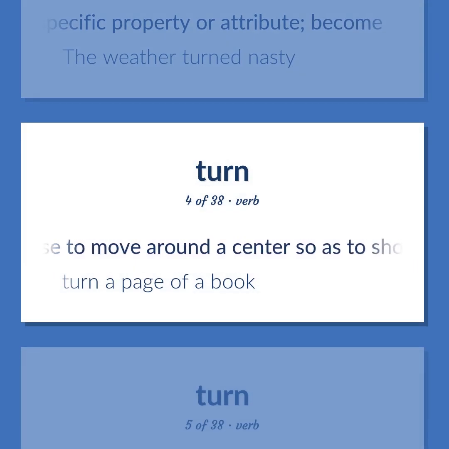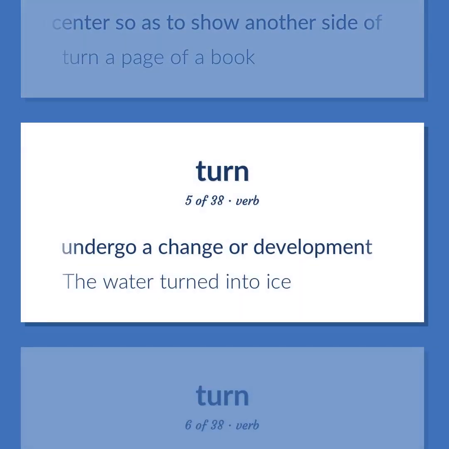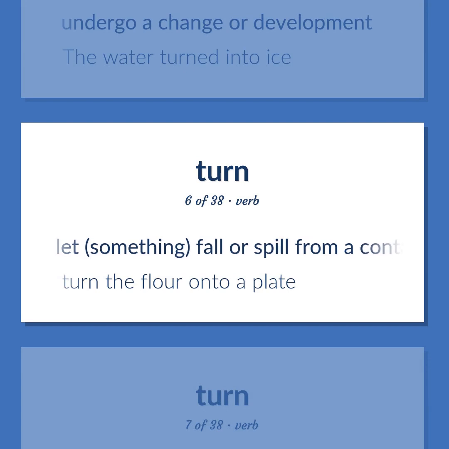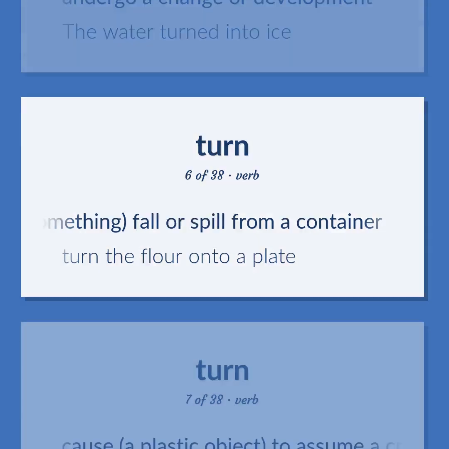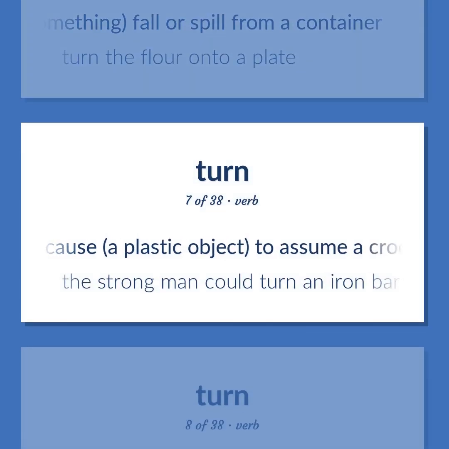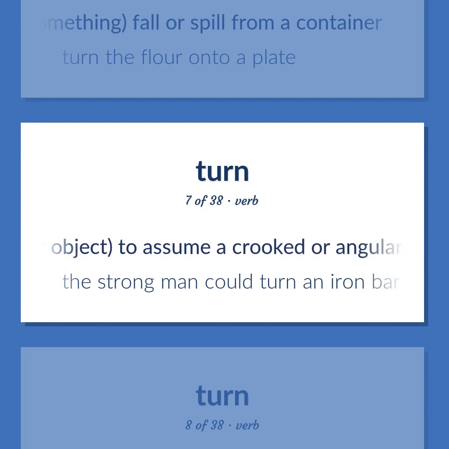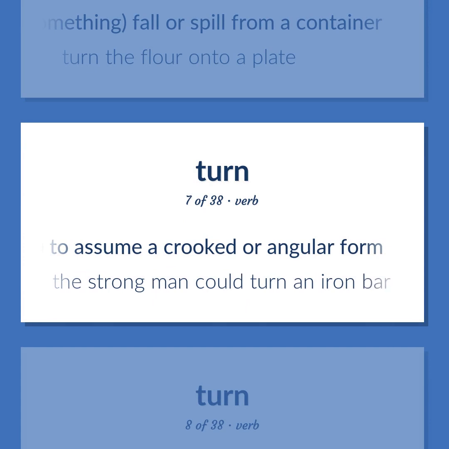Cause to move around a center so as to show another side of. Turn a page of a book. Undergo a change or development. The water turned into ice. Let something fall or spill from a container. Turn the flour onto a plate. Cause a plastic object to assume a crooked or angular form. The strong man could turn an iron bar.